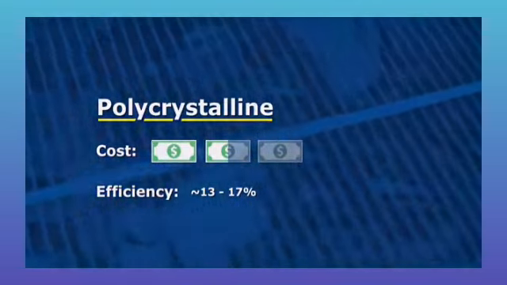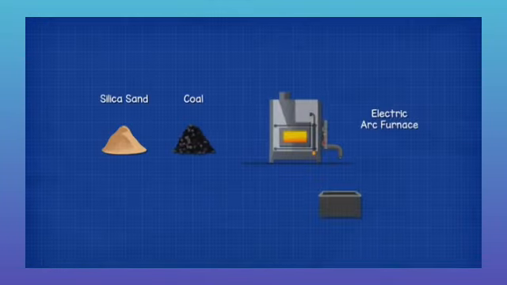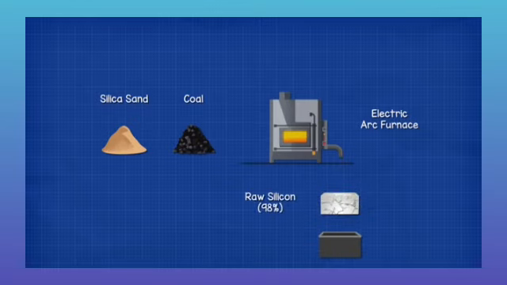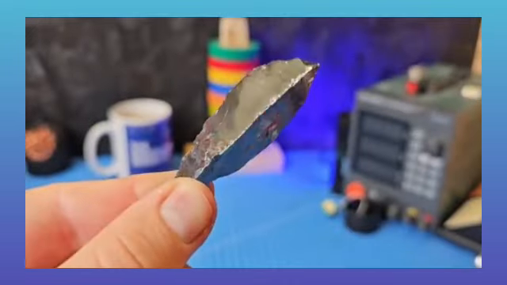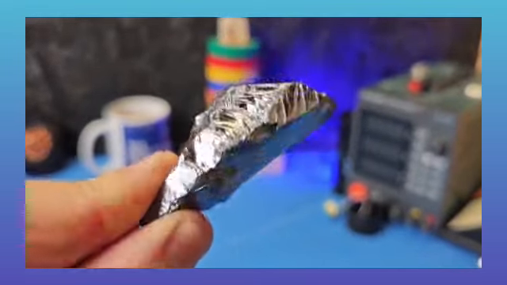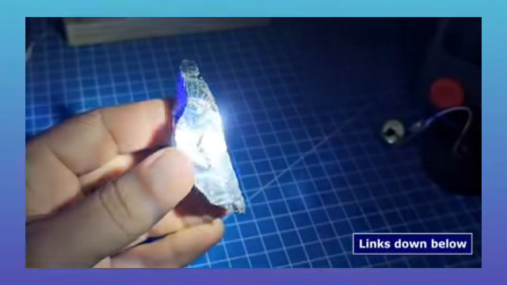To make them, we basically take some silica sand and some carbon, such as coal, and melt it in an electric arc furnace. It cools down and forms these large chunks of raw silicon. This is a piece of raw silicon in my hand. It's very lightweight, and you can see it's very shiny.